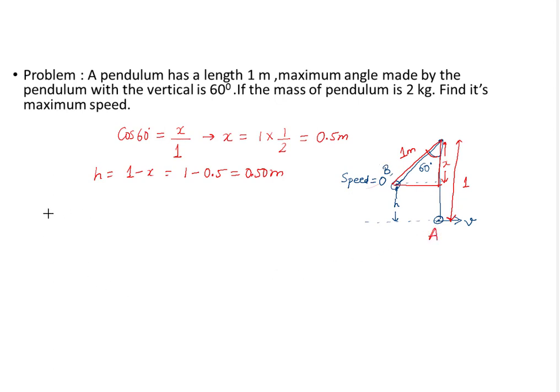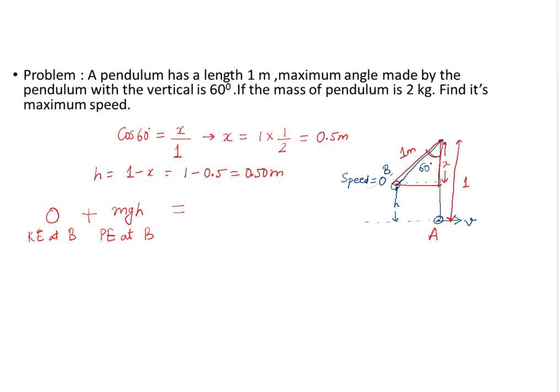So at point B, the speed is 0. So the kinetic energy at point B is 0. This is KE at B. Plus, now what is the potential energy at point B? The potential energy at point B is equal to mgh. Correct. This is PE at B.